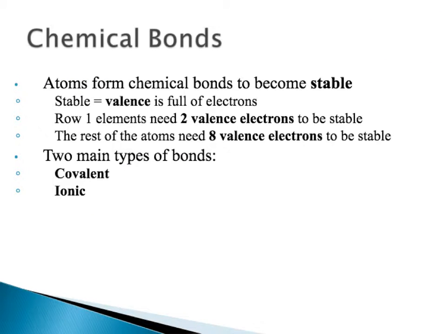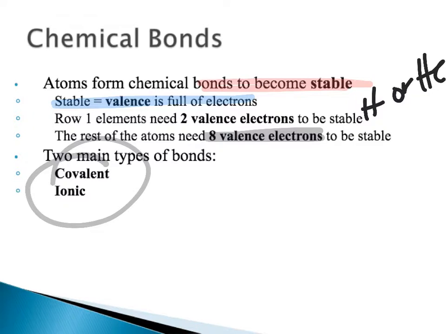All right. So why do atoms do this? Why do they form bonds? Well, they form bonds because they want to become stable. So they might be unstable, like sodium and chlorine in their natural states. What that means is we want a full valence shell, full of electrons. Row 1 elements need 2 valence electrons to be stable. So for us, that's hydrogen or helium, because they're in the first row. The rest of the periodic table needs 8 to be stable. And there are 2 main types of bonds that you are going to need to know, covalent and ionic.